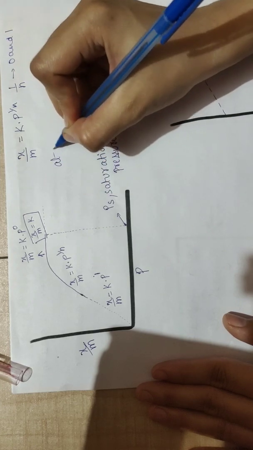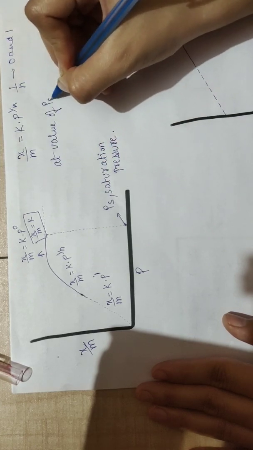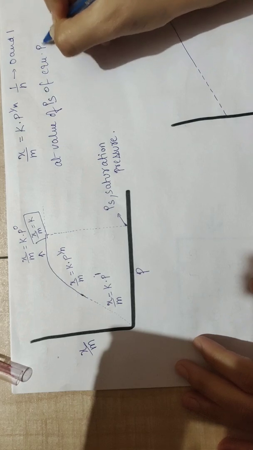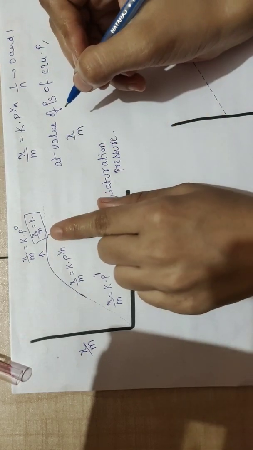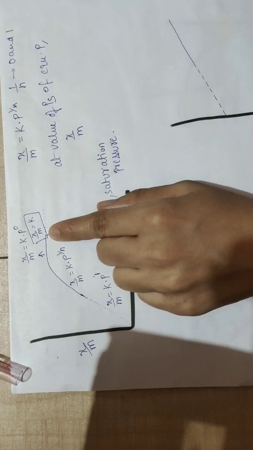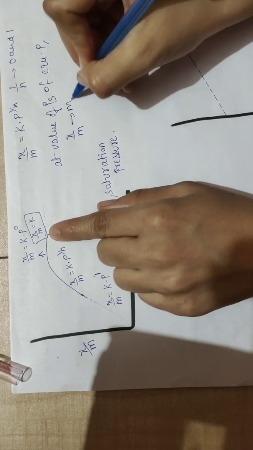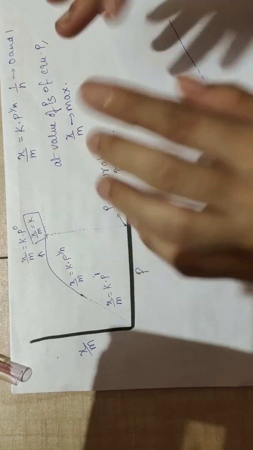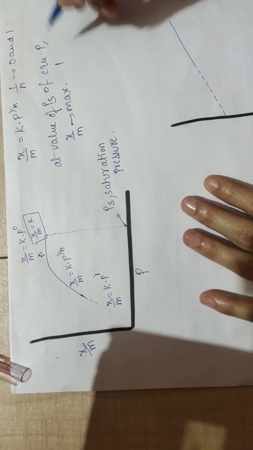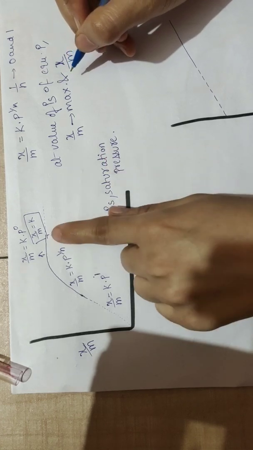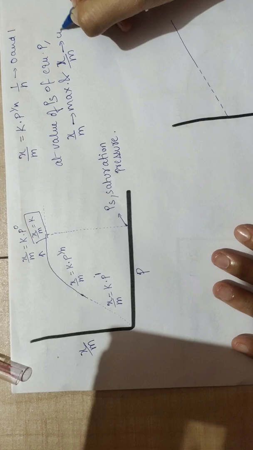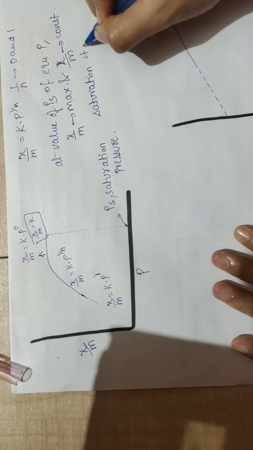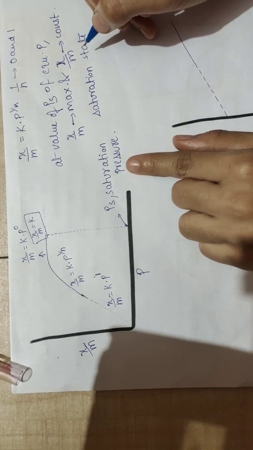Now at the value of PS, that is the saturation pressure or equilibrium pressure, you can see at this point x upon m has reached its maximum, and after this there is no change in the x upon m value. You can see there is no change. So you can say x upon m value after this point has almost become constant. Now this is the saturation state, and this is known as the saturation pressure.